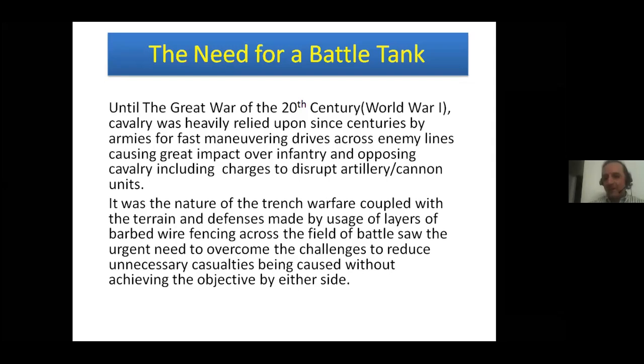World War I saw a lot of trench warfare. We will see a couple of photographs after this to explain for those who haven't seen what a World War I battlefield looks like. In order to overcome that, the concept of the tank slowly evolved into what we know as the modern battle tank. Heavy casualties were there in World War I. Objectives were not being met.